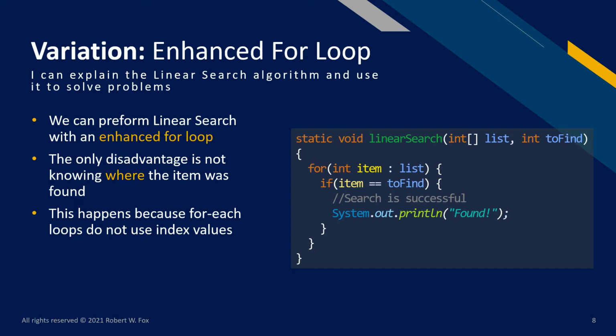In the previous examples, we used a traditional for loop to perform our linear search, but we can also use an enhanced for loop. The only disadvantage is that we can't know where the item was found because enhanced for loops don't deal with index values. But you can see from the example here, we say for each item in the list, if the item matches what we're looking for, we can print line found. And of course, we could add the not found case here as well. I just didn't for example purposes.